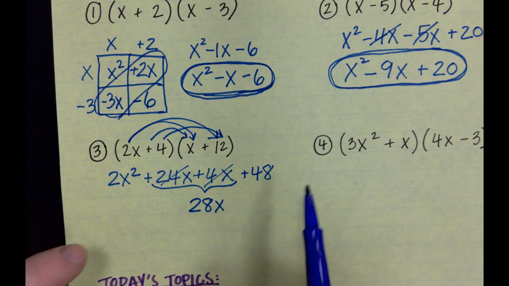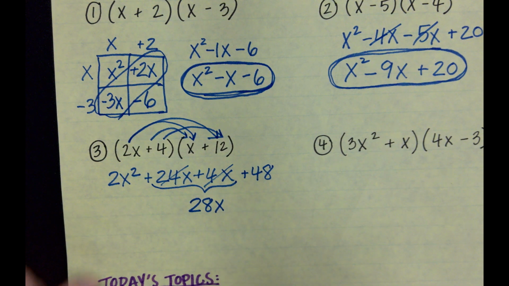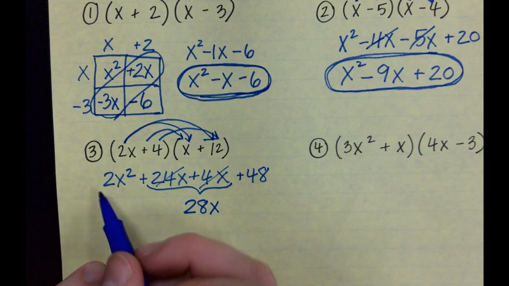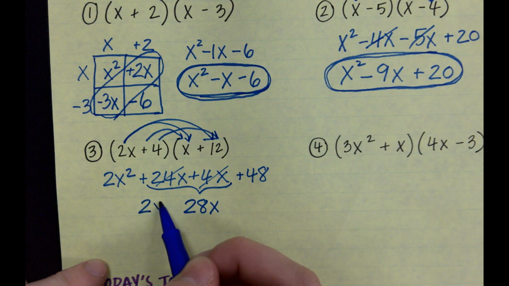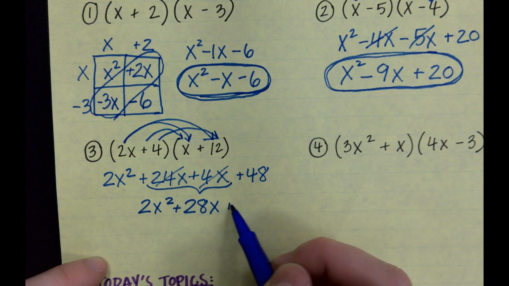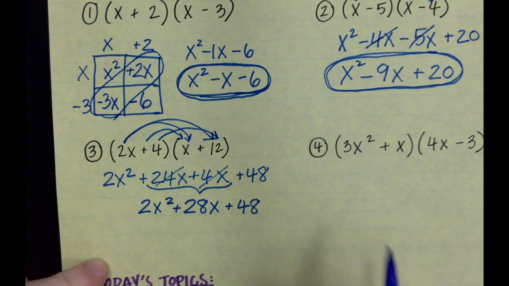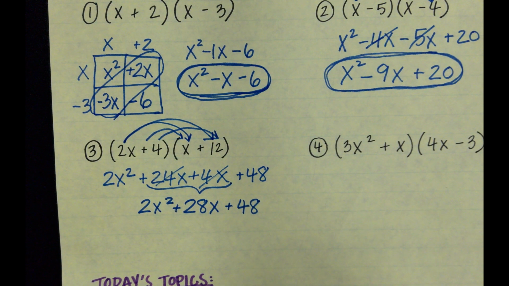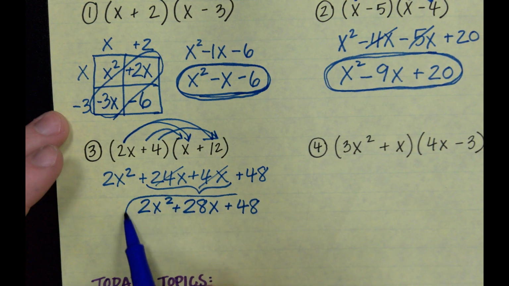And what'd you do after that? The answer is 2x squared plus 28x plus 48. Good. 2x squared plus 28x plus 48. Did everybody get that answer? Awesome. You guys are doing so good on this.